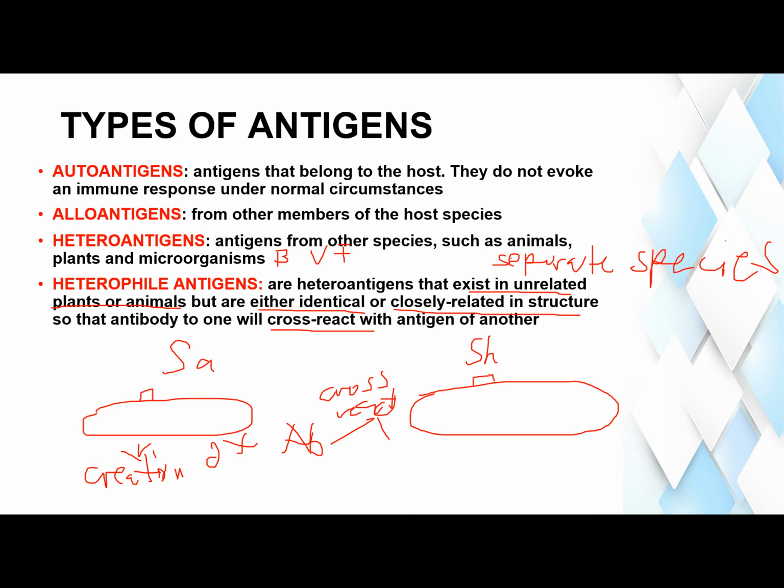So let me repeat: your heterophile antigens are antigens that exist in unrelated plants or animals, meaning they have separate species that have either identical or closely related structure. So when your Salmonella and Shigella have similar epitope or antigenic structure, when your Salmonella causes the creation of antibody, the antibody created by Salmonella could cross-react with your Shigella. So that's your heterophile antigen.